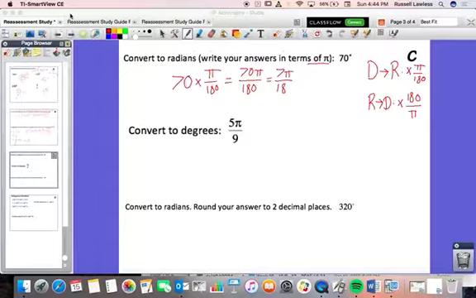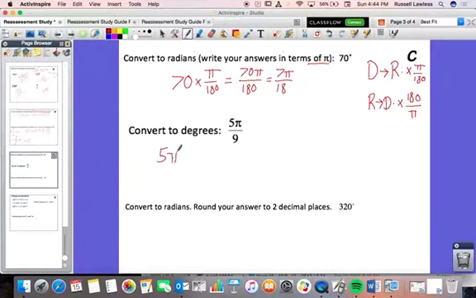So now we're here converting to degrees. We're going to have 5 pi over 9. If we're converting it to degrees, we're using this radians to degrees formula. We're going to multiply by 180 over pi then. So we have 5 pi over 9 times 180 over pi.